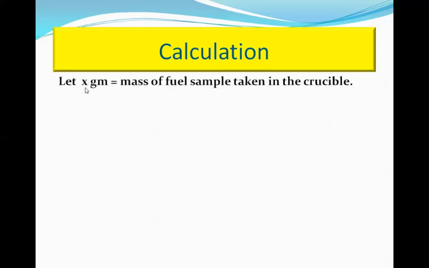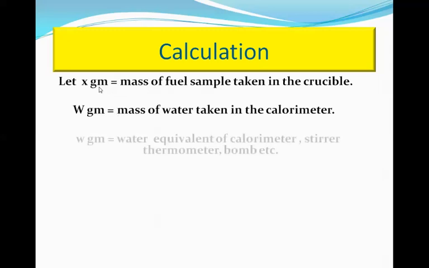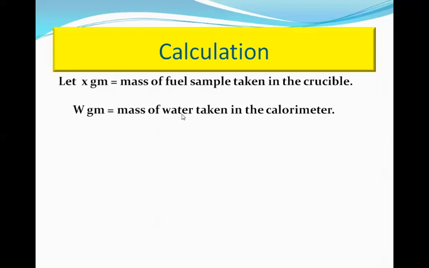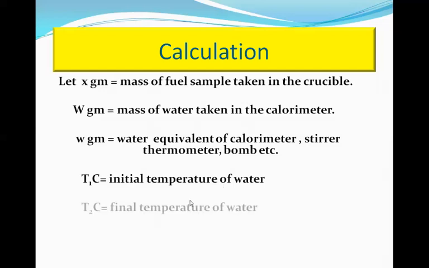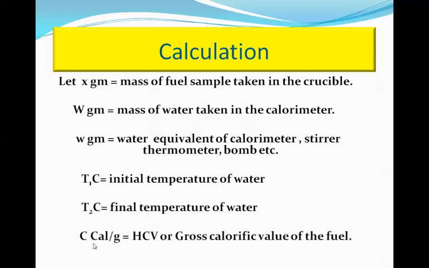Let us burn X grams of the fuel sample in the crucible. Now, when it is burned, W gram is the mass of the water taken in the calorimeter. Small w gram is the water equivalent of the calorimeter, stirrer, thermometer, bomb, etc. T1 degree centigrade is the initial temperature of the water. T2 degree centigrade is the final temperature of the water. C calories per gram is equal to the HCV, or gross calorific value, of the fuel.